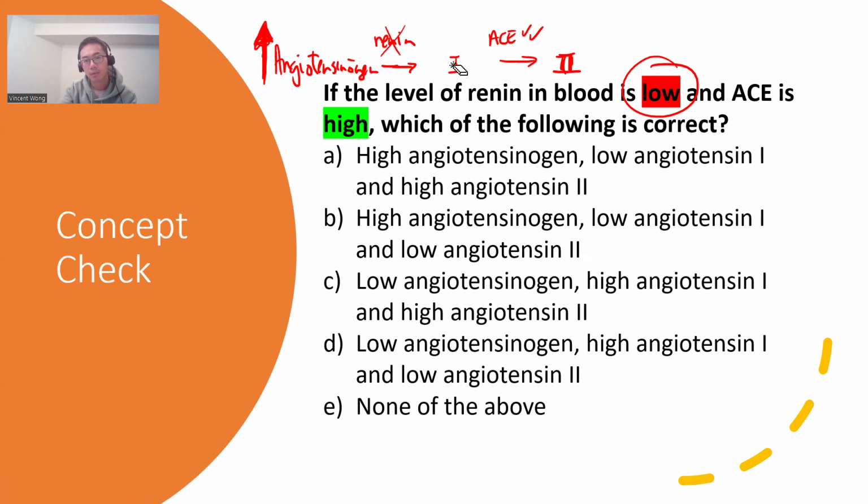So we're not converting the angiotensinogen into angiotensin 1. This is going to be low. And if you don't have a lot of angiotensin 1 available, it doesn't matter that you have a lot of ACE. You're still going to have low levels of angiotensin 2. You don't have enough raw material. You can't convert it. It's like a supply chain issue, right? You don't have enough 1, then you won't have enough 2. So the answer is high, low, low, which is B.